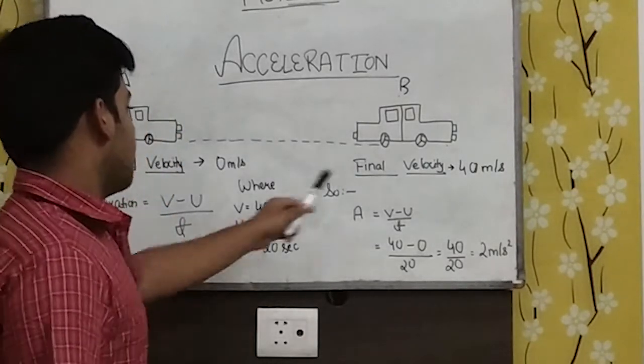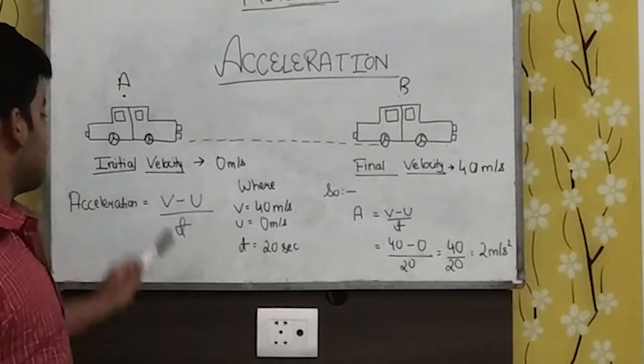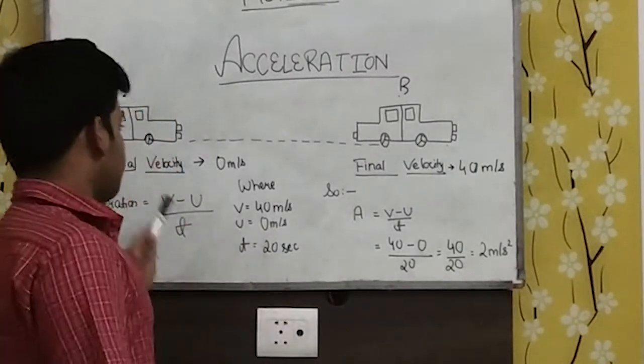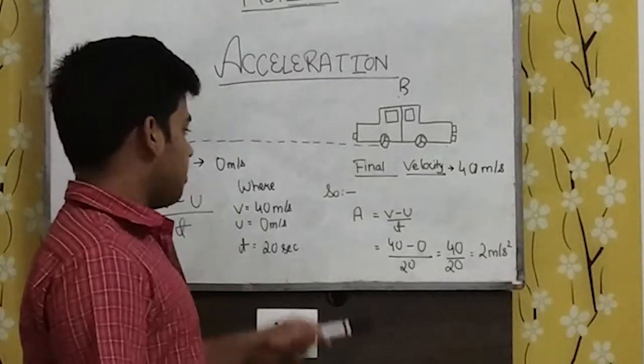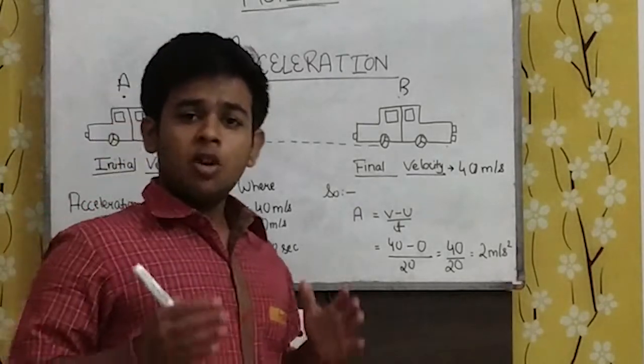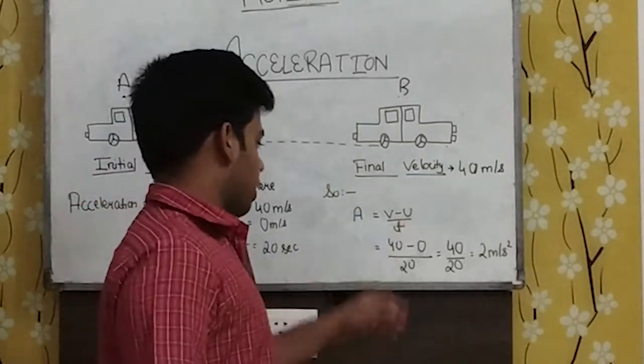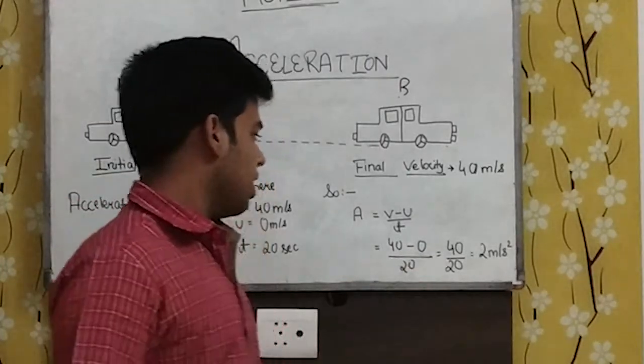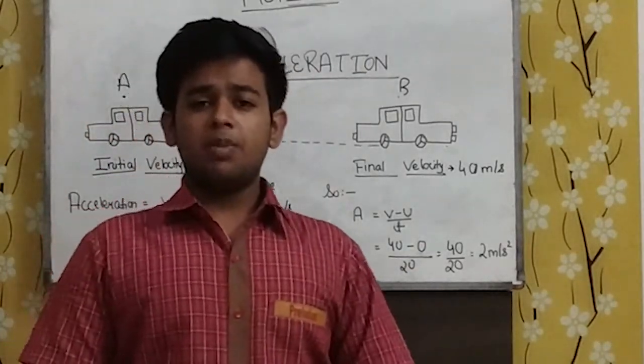In this case, final velocity is 40 meter per second, initial velocity is 0 meter per second, time taken to reach point B is 20 seconds. So, acceleration of this car will be v minus u upon t, which is 40 minus 0 upon 20, which eventually gives us 2 meter per second square.